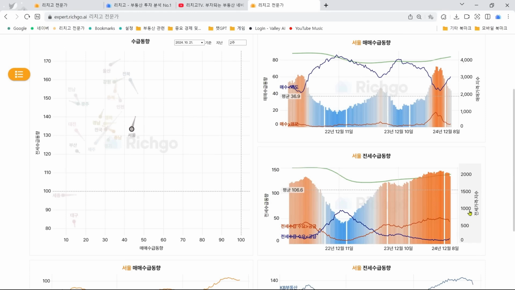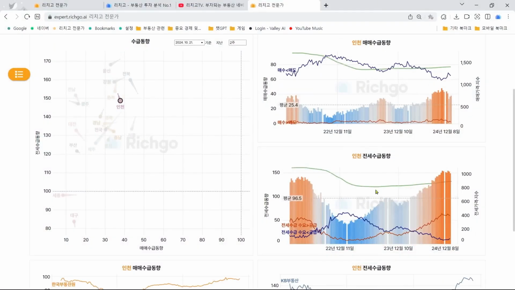So what will happen then? The rental supply could decrease further. Therefore, if the rental supply decreases, rental prices will naturally fall as well. So, rental prices in Seoul began to decline in September and October, and it seems likely that this trend will continue for a while. As you can see, Seoul is currently trending in a rather negative direction.